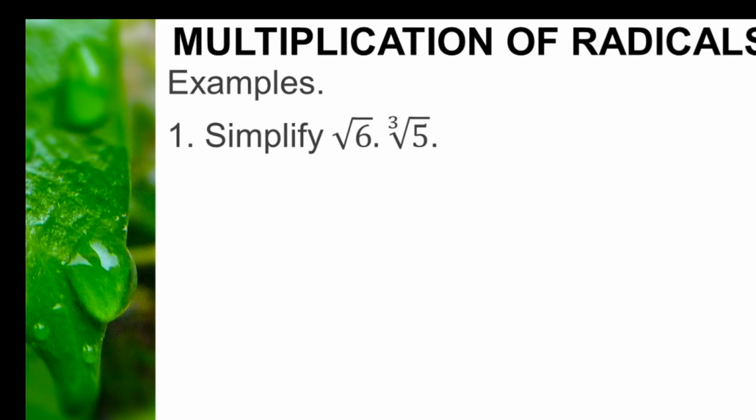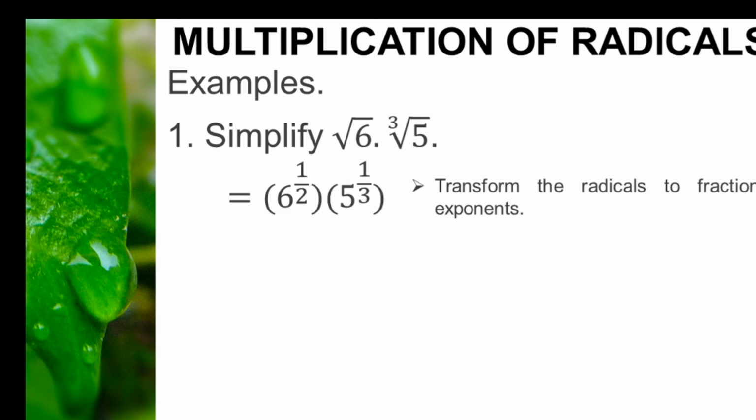Example, square root of 6 times the cube root of 5. Since the two radical expressions do not have the same index, we cannot multiply them right away. So we need to change first the expression to fractional exponents. So transform the radicals to fractional exponents. So we have square root of 6, which is equal to 6 raised to 1/2, while the cube root of 5 is changed to 5 raised to 1/3.